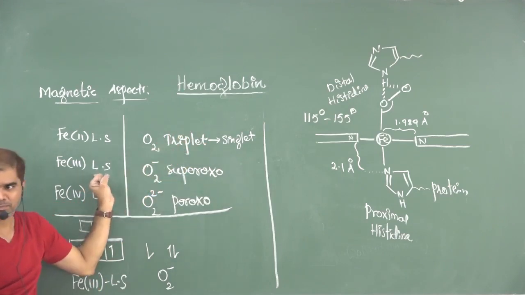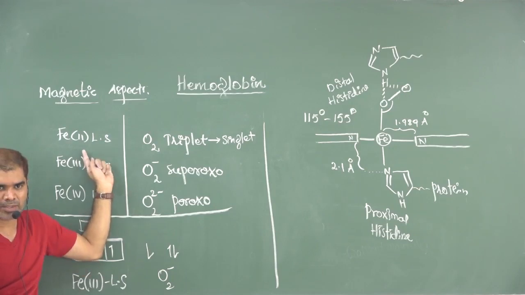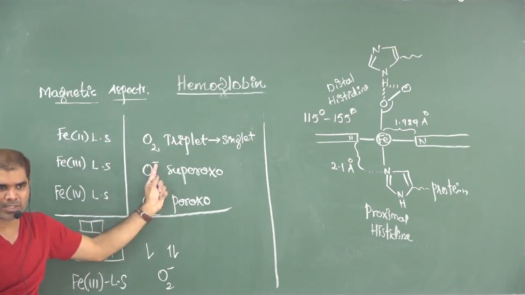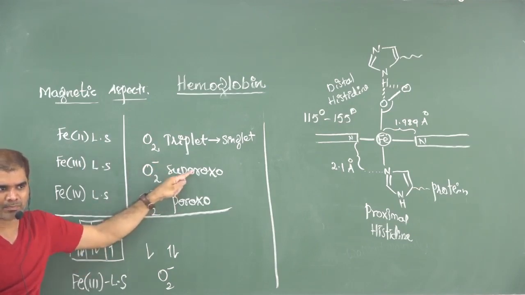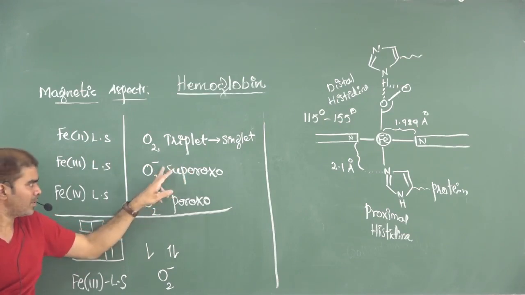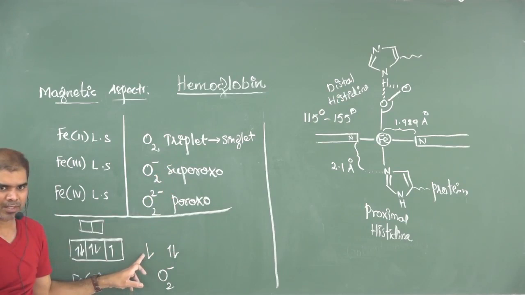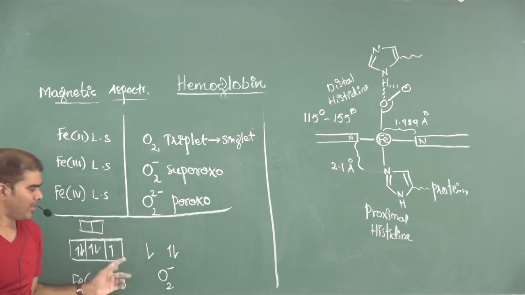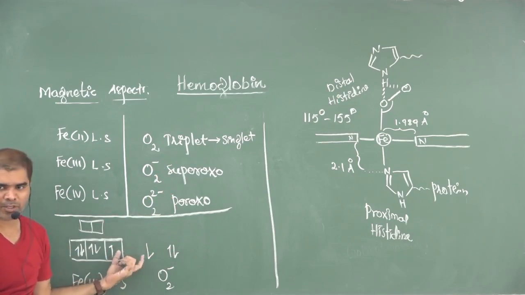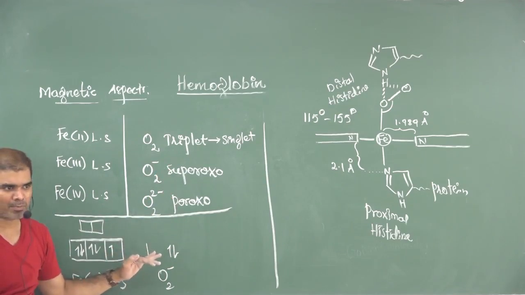Second proposal, iron is present in +3, then that electron is going into oxygen. Oxygen is converting into superoxo. In this O2 superoxo, there is one unpaired electron, and in iron 3 there is one unpaired electron. These two will undergo strong antiferromagnetic coupling that will lead to diamagnetism. That is our next proposal.